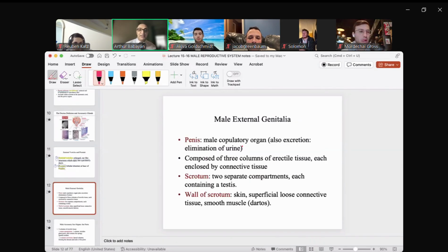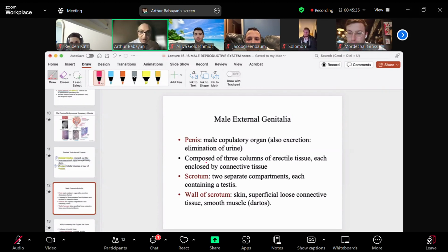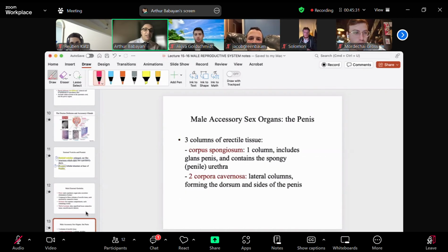Then it goes to the penis, which is a copulatory organ and has, for example, the bulbus spongiosum, the corpus cavernosum. That will be the parts of the penis. And here it will be the corpus spongiosum and two corpora cavernosa.